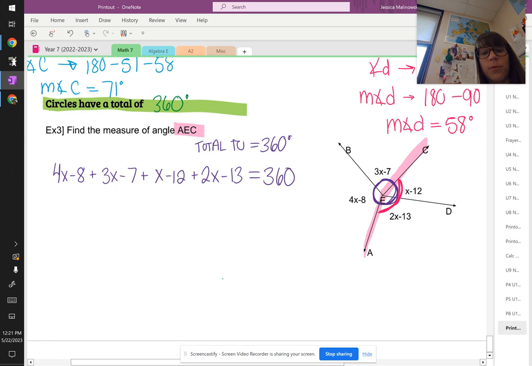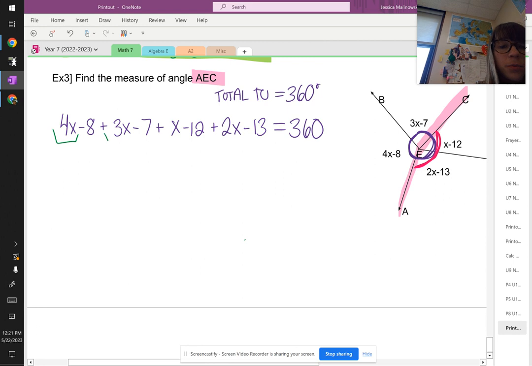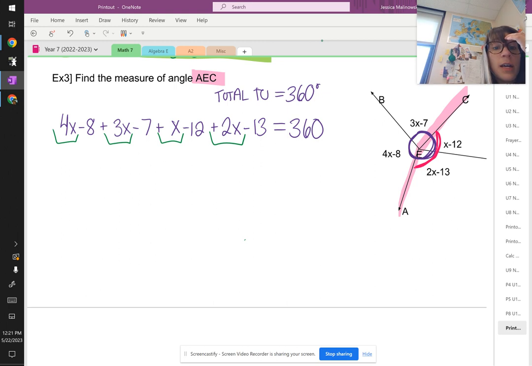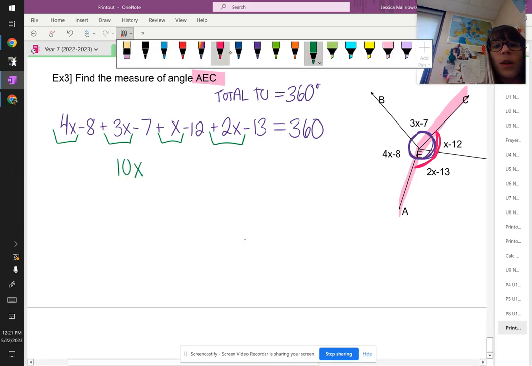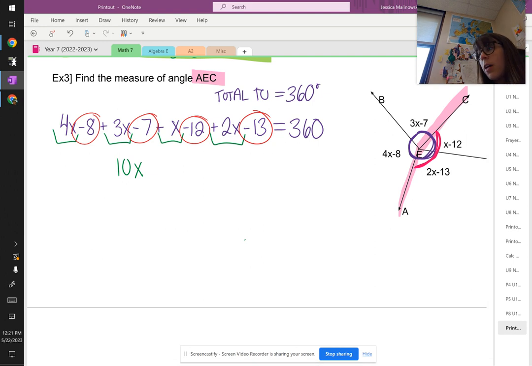All right. Setting up the equation was the hard part. Now we solve and math it up. Combining my like terms first, because that's going to make my life significantly easier. 4x plus 3x is 7x, 8x, 9x, 10x. Looking at my constants next. Negative 8 minus 7 minus 12 more minus 13, basically just adding all of those negatives together to get 20, 30, 40, to get a negative 40.